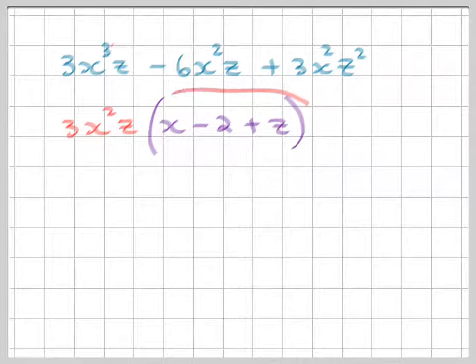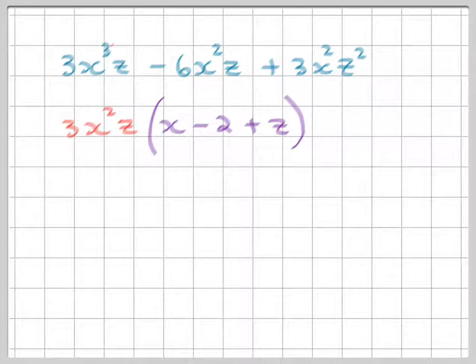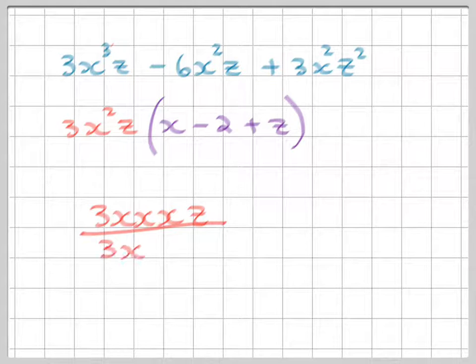Now, how did we end up with that on the inside of the brackets? Well, we're just going to go the same way as we did before. We're going to take this divided by this for our first term inside the brackets. So that is 3xxxz divided by 3xxz. Z will cancel z. X will cancel x, x will cancel x, 3 will go in there once and in there once. We're left only with an x, and there it is there.